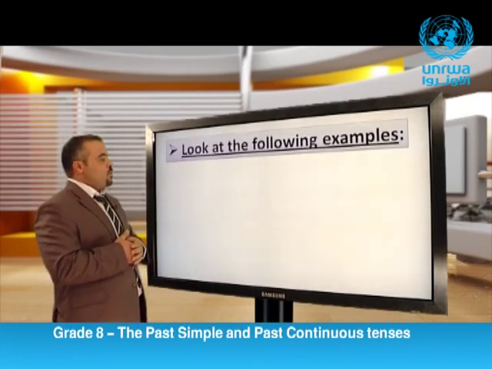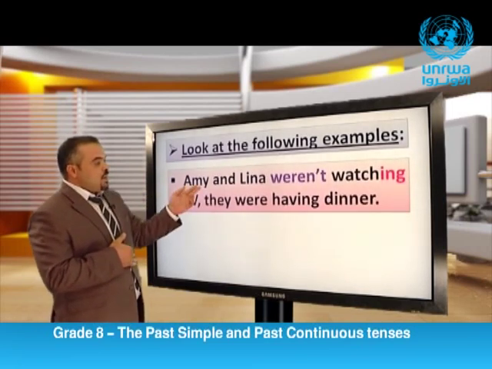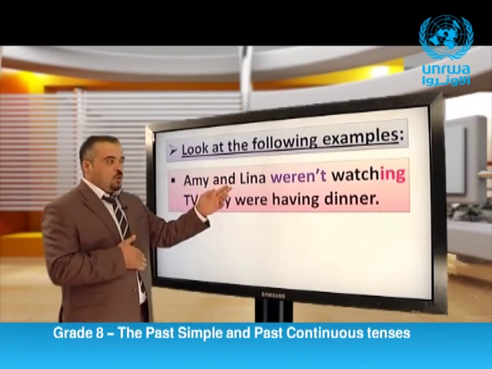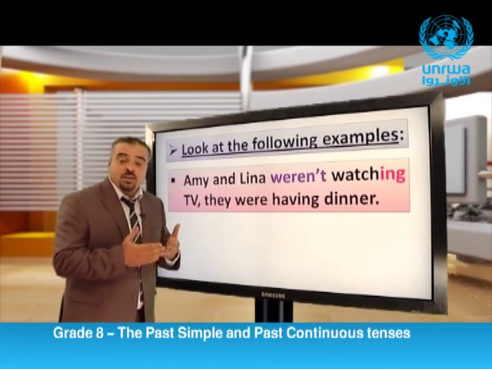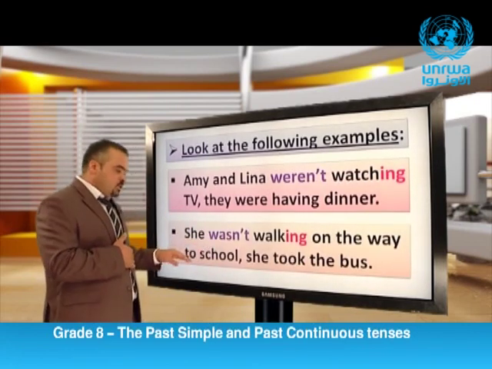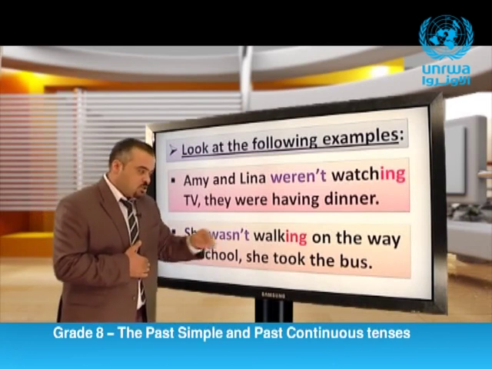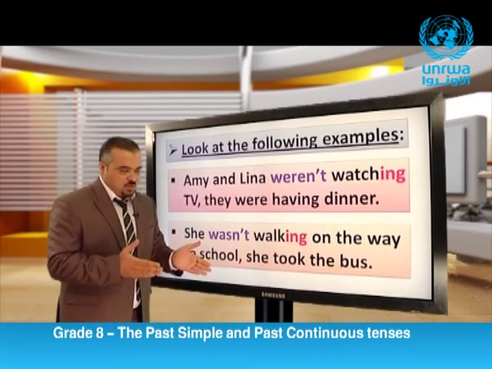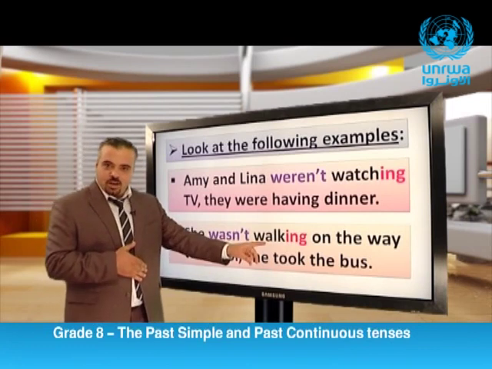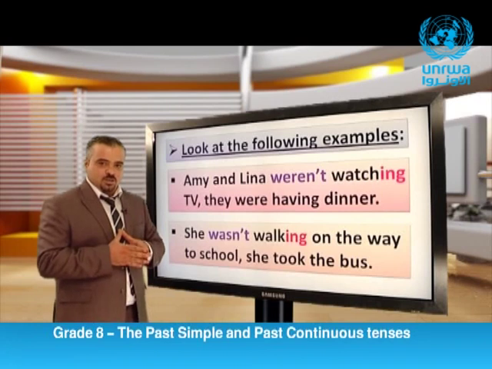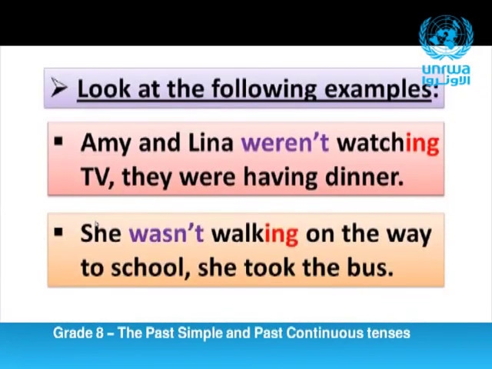And now let's move to some examples. Look at the following examples. Amy and Lena weren't watching TV. They were having dinner. The next one. She wasn't walking on the way to school. She took the bus. Wasn't walking. Weren't watching. These are the negative form of the past continuous.